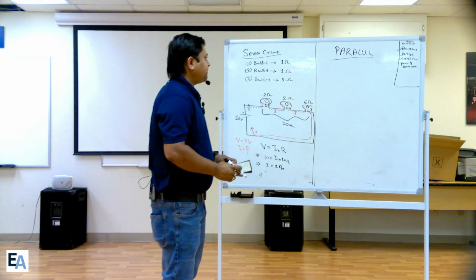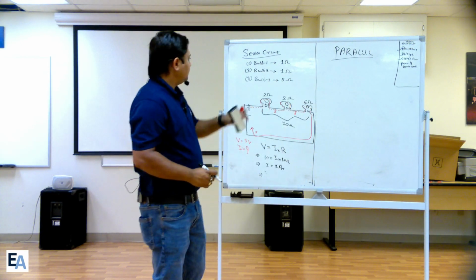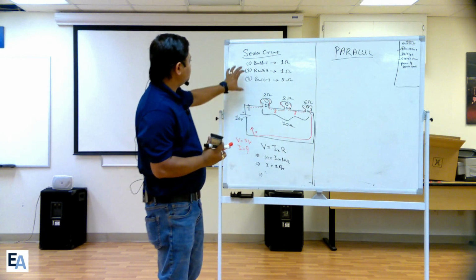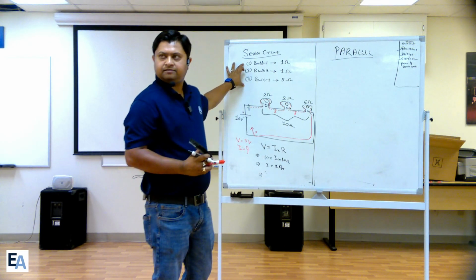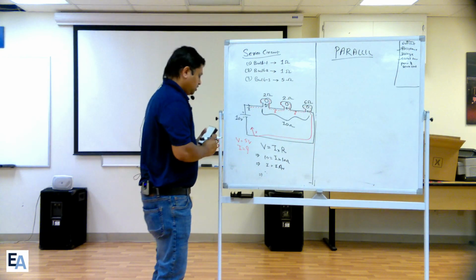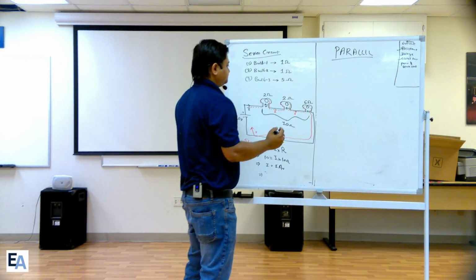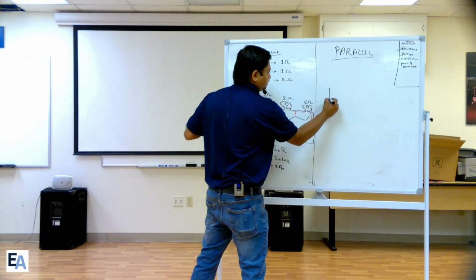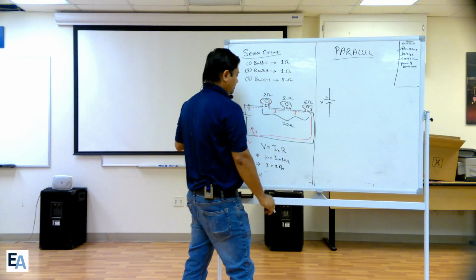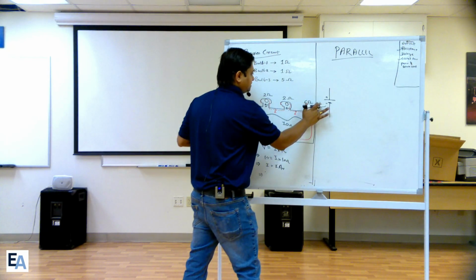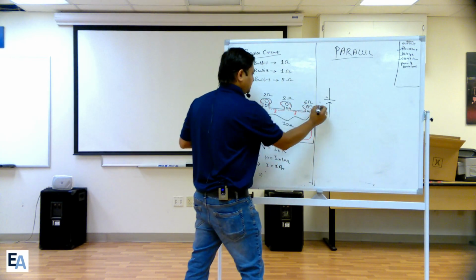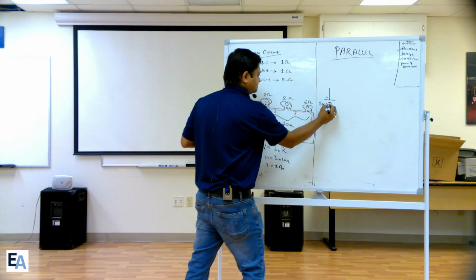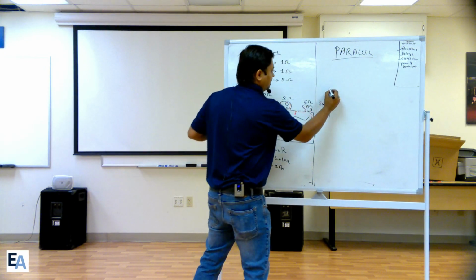Now, what happens in the parallel circuit? Let's see it. We are going to use the same number of bulbs, the same thing. So we have a voltage source. This is plus and minus, this is the voltage source, right? For example, let's take this again. Let's say this is 5 volts.